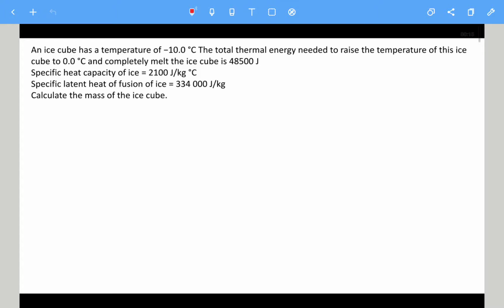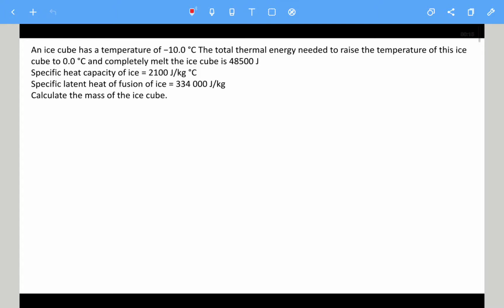An ice cube is at a temperature of minus 10 degrees Celsius. The total thermal energy needed to raise the temperature of this ice cube to 0 degrees Celsius and completely melt the ice cube is 48,500 joules. We've got the specific heat capacity of ice at 2,100 joules per kilogram per degree. We've got the specific latent heat of fusion of ice at 334,000 joules per kilogram. Calculate the mass of the ice cube.